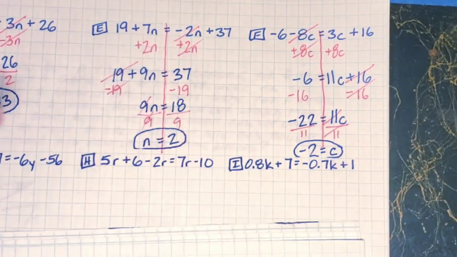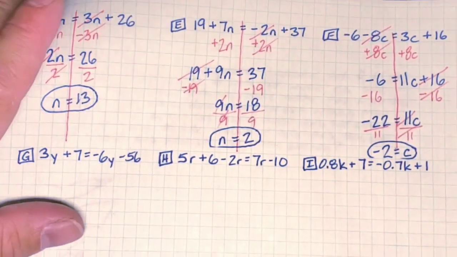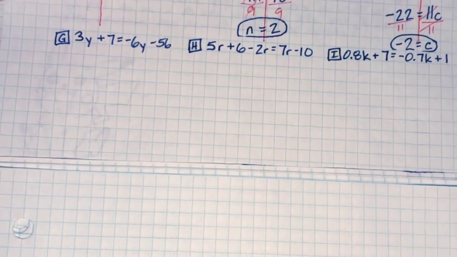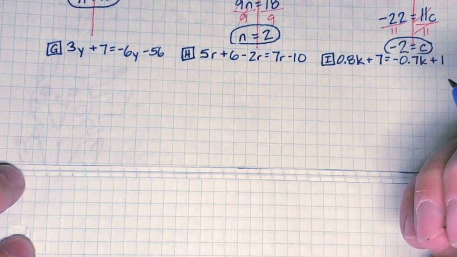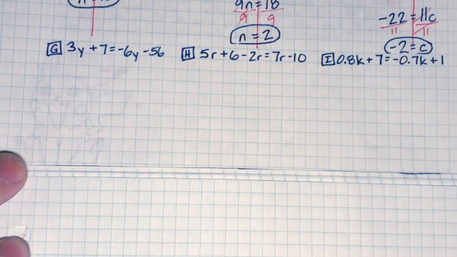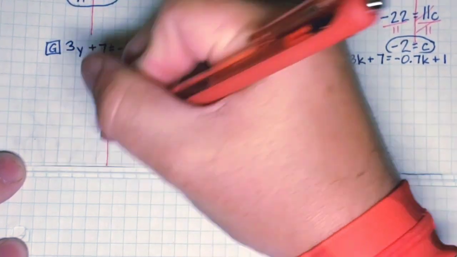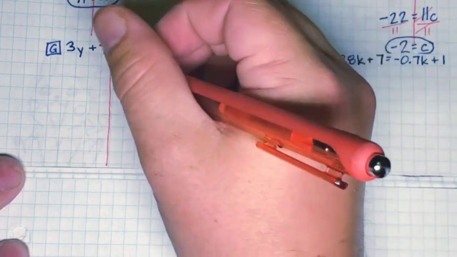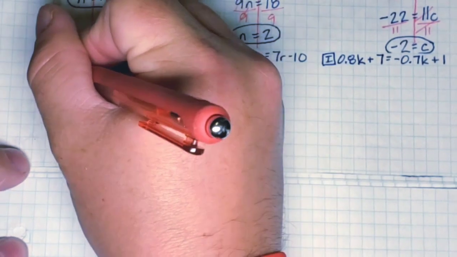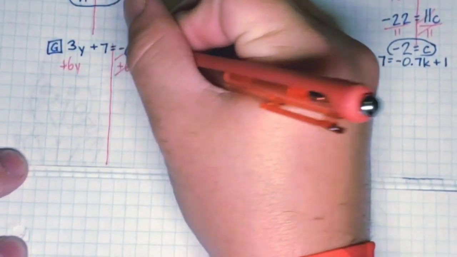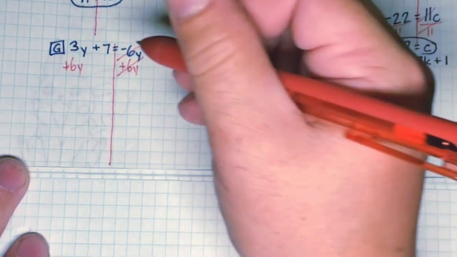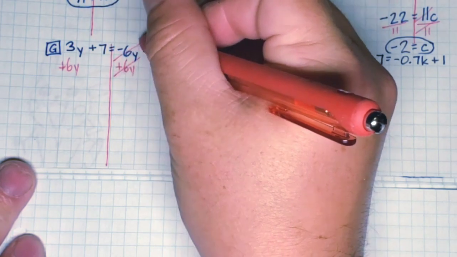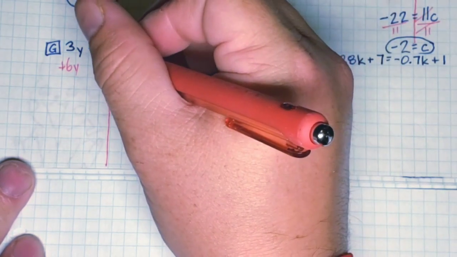All right, let's do 3 more. And then I got another little wrench to throw in the works here. Letter G says 3y plus 7 equals a negative 6y minus 56. We got a variable on both sides, so let's get rid of one of them. This is a negative 6y, so we need to add 6y to both sides. And if you can handle it, at the same time, let's go ahead and handle the constant. Since I got rid of the variable over here, let's get rid of the constant over here.